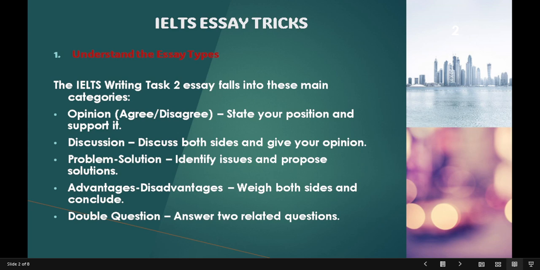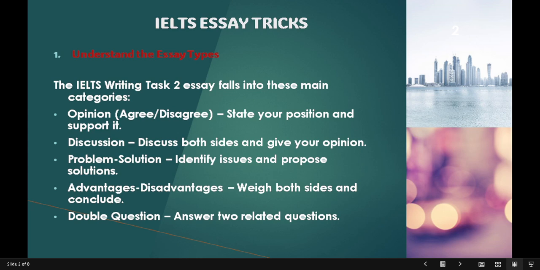Then we have the problem solution essay. Here you have to identify issues and propose solutions. Let's assume the question is saying tobacco intake is becoming increasingly popular among young people. So what are the causes of this, or the reasons for this, and then the solutions? Here you identify issues and propose solutions to those issues.